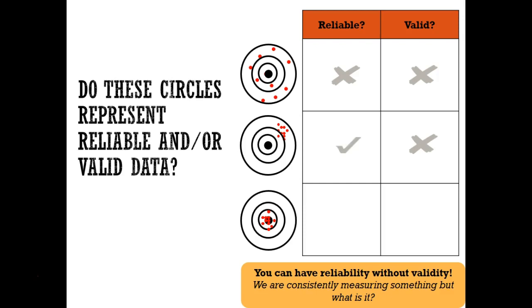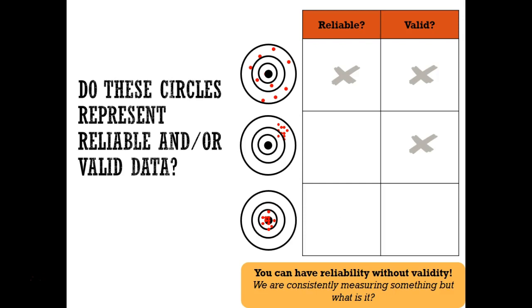So you're consistently measuring something, but what exactly is that? It's hard to tell. So then, of course, this third one is both reliable and valid. All of the darts are hitting the target in one group, so it's reliable, and it's also hitting the bullseye of the target. It's hitting the center of it, so it's therefore valid. It is measuring what you want to measure. You can have reliability without validity, but you really can't have validity unless it's reliable. Unless all those darts are grouped together, there's no way that they're going to hit the target.